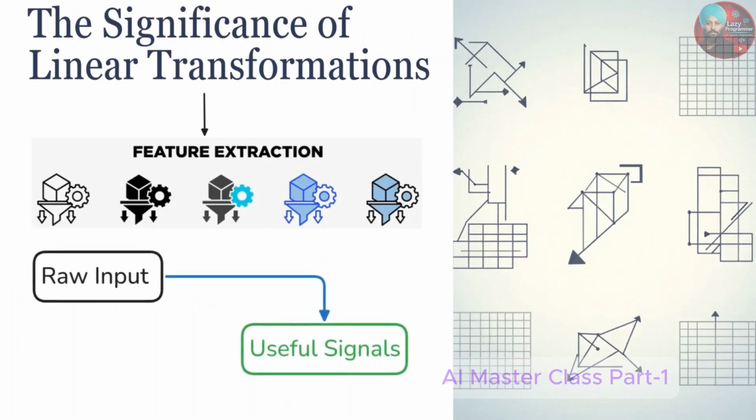For example, in a music recommendation system, the raw data might be sound waves. After transformations, the model starts seeing tempo, pitch, rhythm, and genre patterns. In text analysis, raw letters become words, words become meanings, and meanings become intent. So when we talk about linear transformations in artificial intelligence, we are really talking about the model's ability to look at the same data in different ways.